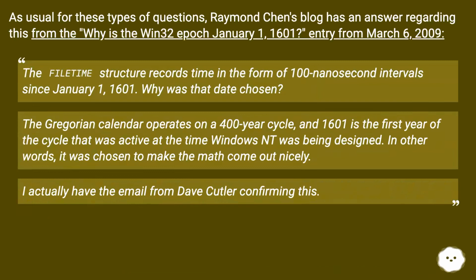As usual for these types of questions, Raymond Chen's blog has an answer regarding this from the Why is the Win32 epoch January 1, 1601 entry from March 6, 2009. The file time structure records time in the form of 100 nanosecond intervals since January 1, 1601. Why was that date chosen? The Gregorian calendar operates on a 400-year cycle, and 1601 is the first year of the cycle that was active at the time Windows NT was being designed. In other words, it was chosen to make the math come out nicely. I actually have the email from Dave Cutler confirming this.